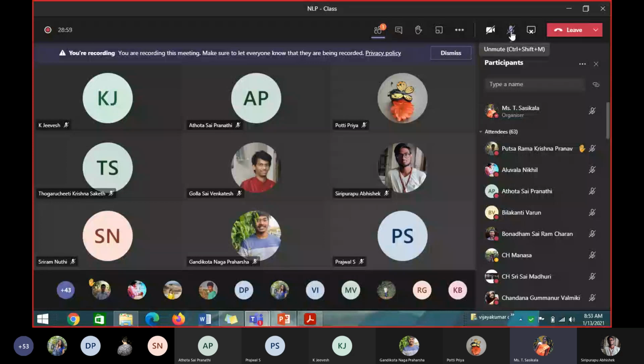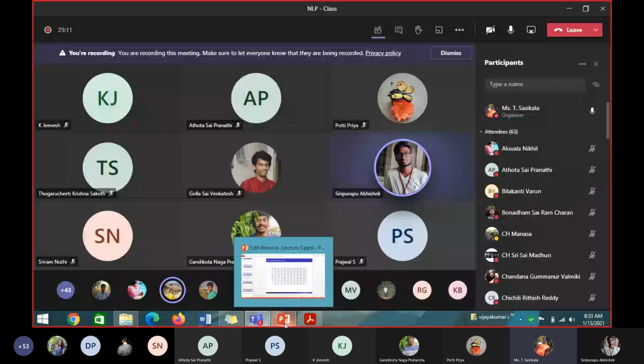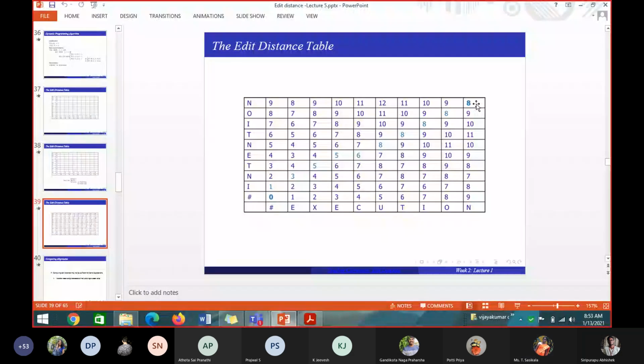Have you all checked? Can I tell how to backtrack it, students? Is it fine? Yes, ma'am. Take this table. Come to the last value. What is D of n comma n? 8. Please take this value 8. Please everyone mark this value 8. Put a box here. That 8, put a box.